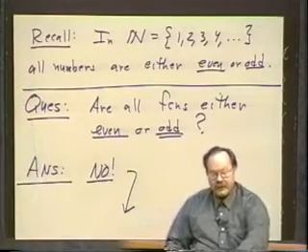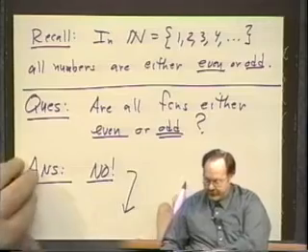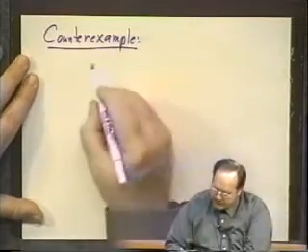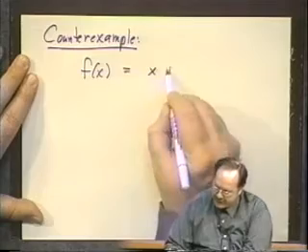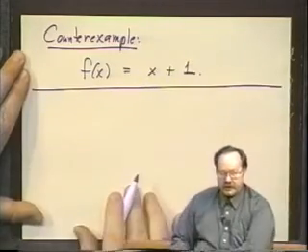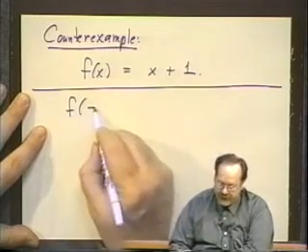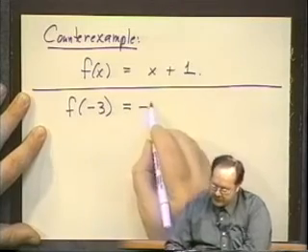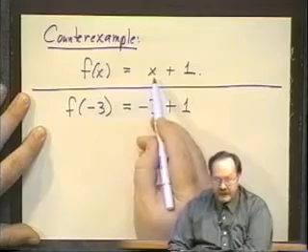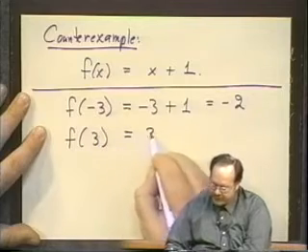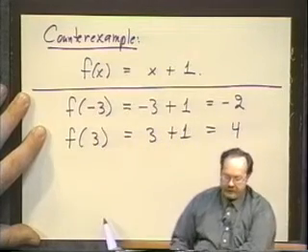But if I'm going to convince you mathematically, I should give you a counterexample. I should provide you with a function that is neither even nor odd. So let me give you a counterexample. Okay, counterexample, the function is f of x equals x plus 1. Very simple function. And let me prove to you that it is not even and it's not odd. Let me just do it by example. F of minus 3 is equal to minus 3 plus 1. I'm just substituting in for x here. And of course, that's minus 2. F of 3 would be 3 plus 1, and that, of course, is 4.